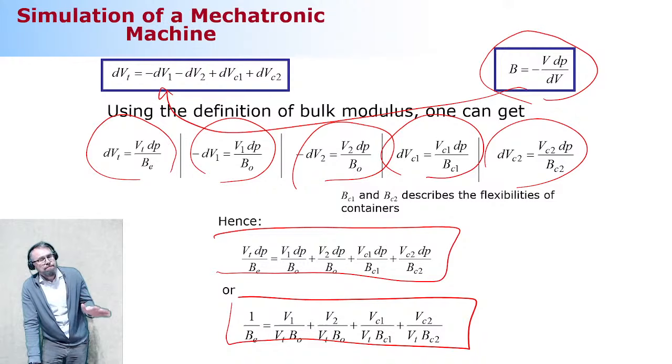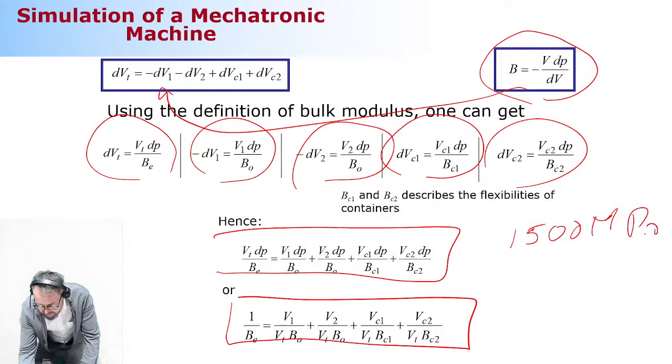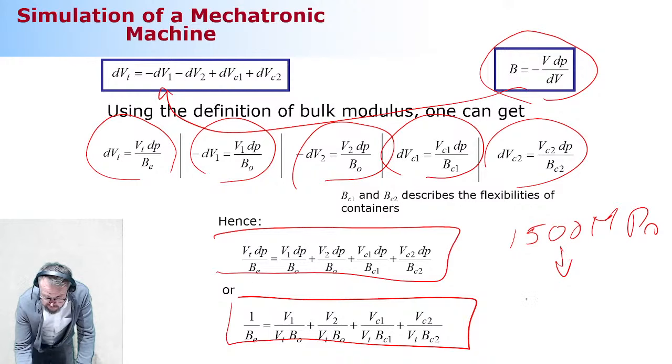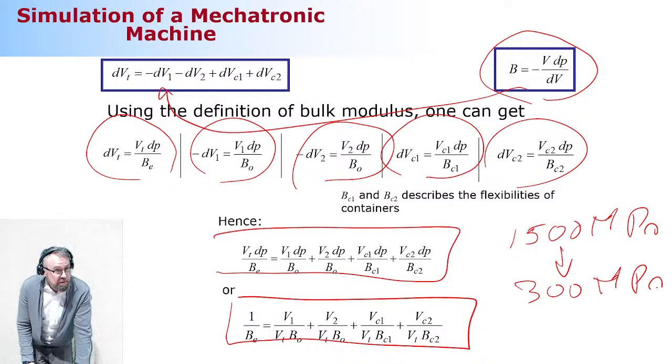If we started from 1,500 megapascal, effective bulk modulus heavily depends on your application. But if you have long hose lines, a little bit of dissolved air, you can go down as much as, let's say, 300 megapascal. Maybe that's a little bit of an extreme case, but pretty significantly. So it's going to be more flexible than without these other elements.